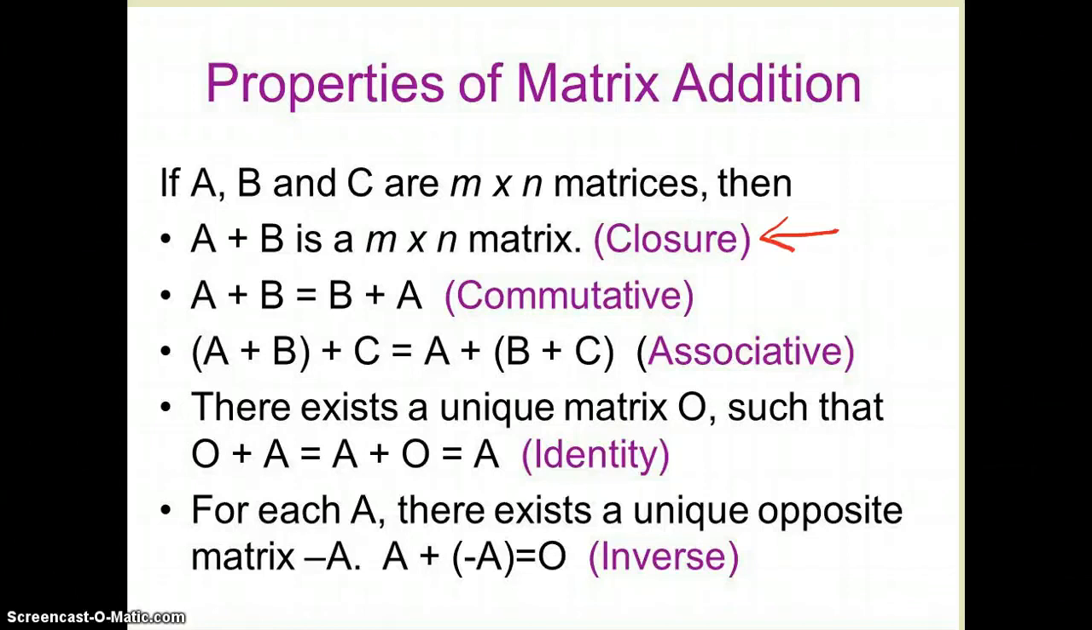Our second property, which is the commutative property, which we also already have for addition, says that I can add matrices in any order. So I can add matrix A plus matrix B, or I can put matrix B first and then add A, and it's the same answer.